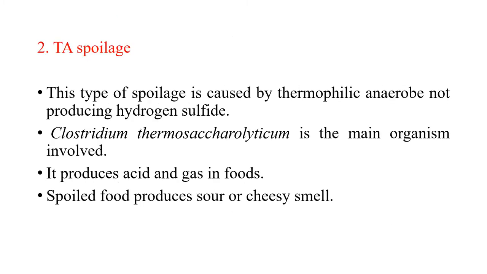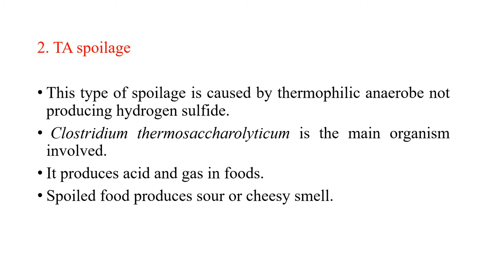The second type is the TA spoilage, and this type of spoilage is mainly caused by the thermophilic anaerobes. TA means thermophilic anaerobe spoilage, and they will not produce any hydrogen sulfide. Clostridium thermosaccharolyticum is the main organism involved, and it mainly produces acids and gases in food.